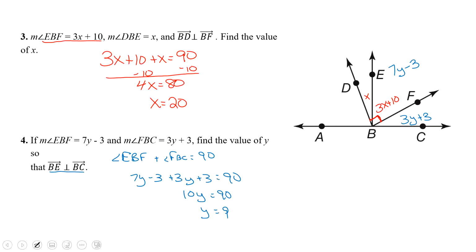We then go through, and I've changed color to blue. We're looking at EBF and FBC. We're trying to find a value for y to make those 2 angles form a 90-degree angle, to make EB perpendicular to BC. So we did that by setting them equal to 90. We solve for y. We find out if y is 9, those 2 lines are perpendicular. Does that make sense? Does everybody see that?